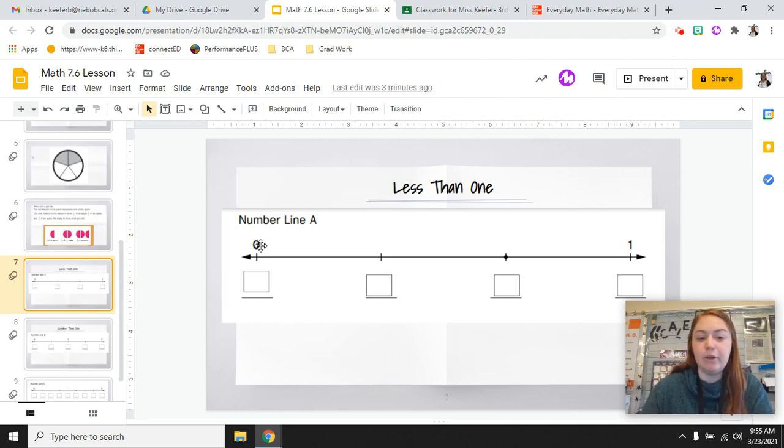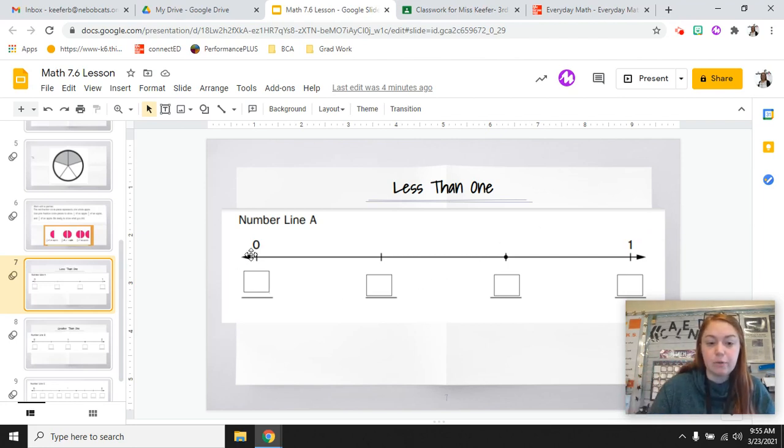This number line has a 0 and has a 1. Okay, so remember that number lines are tools that show the sequence of numbers, meaning the order of numbers. So number line 1, or number line A, is the distance between 0 and 1. It's showing 0 to 1.